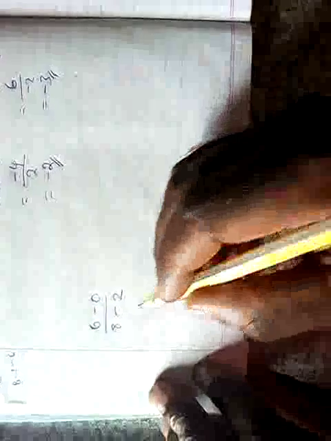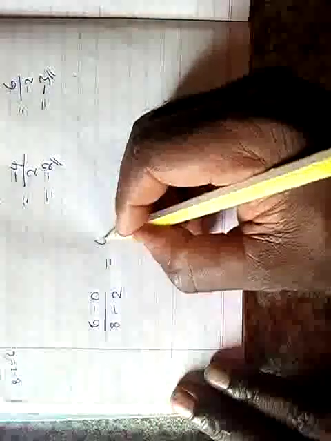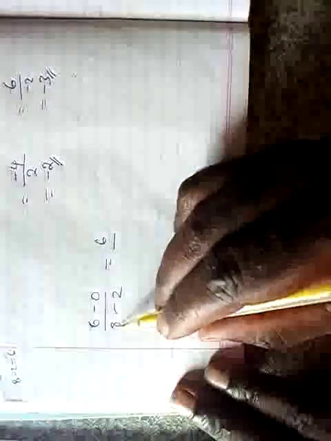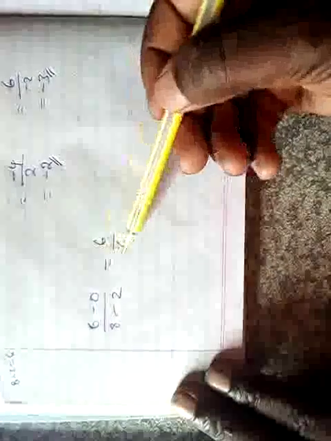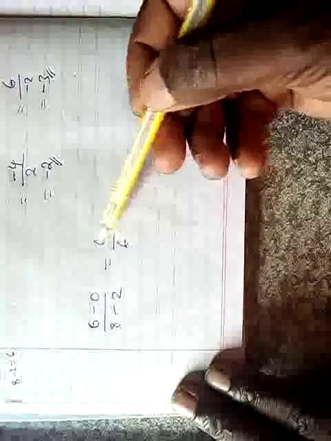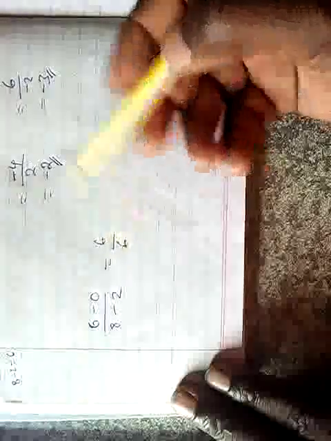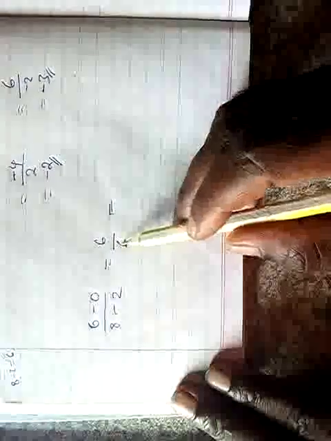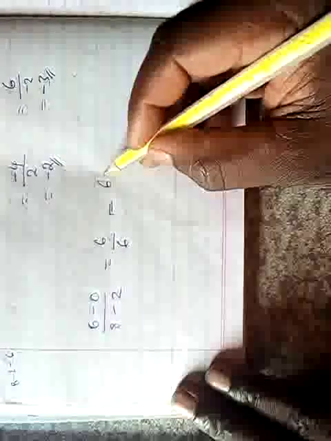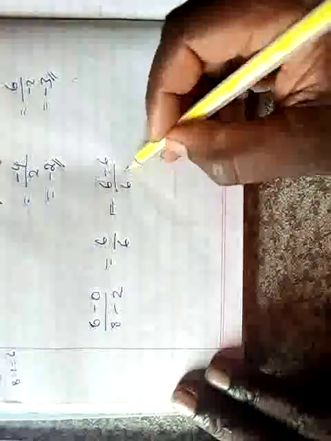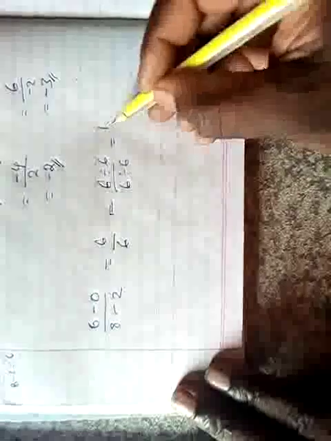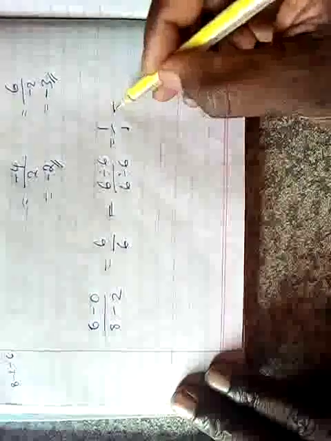Then we have the last one, 6 minus 0, the answer is 6 over, then 6 minus 8, that is negative 2... so if you look at this, both numerator and denominator have the same sign, positive, so the answer will be positive. So this is the same as 6 divided by 6, which is 1 over 1, and 1 into 1, that is 1.